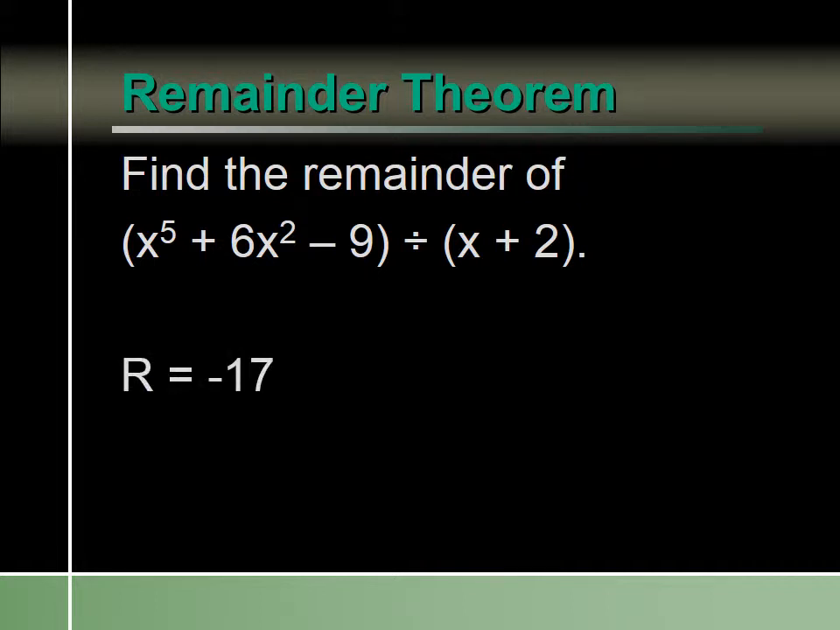All right, well, if you plugged in negative 2 for x, because remember, you are going to plug in your a value, and your a comes from the x minus a of the factor. This is not x minus a number. This is x plus a number, so it's the opposite. So you're going to plug in negative 2. So it'll be negative 2 to the 5th power plus 6 times negative 2 to the 2nd power minus 9. And when you do the math, you end up with negative 17 for your remainder.